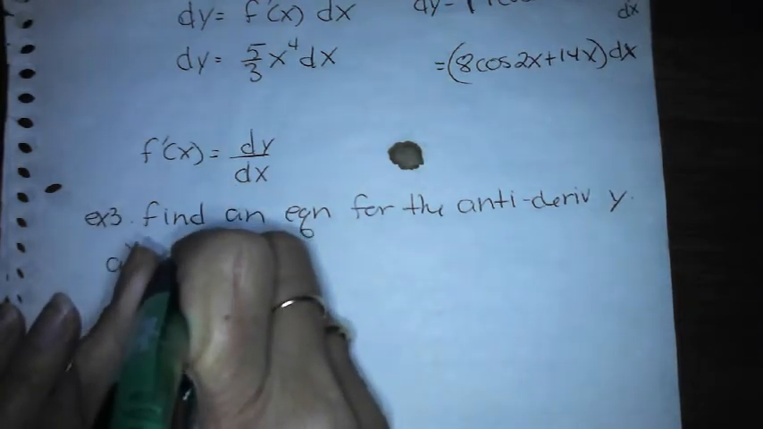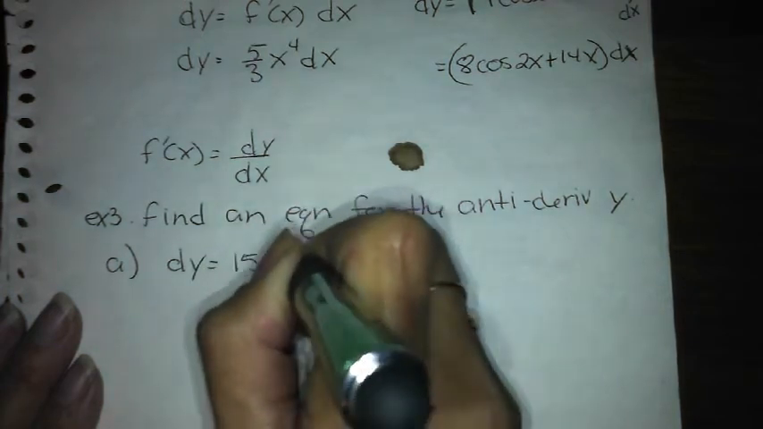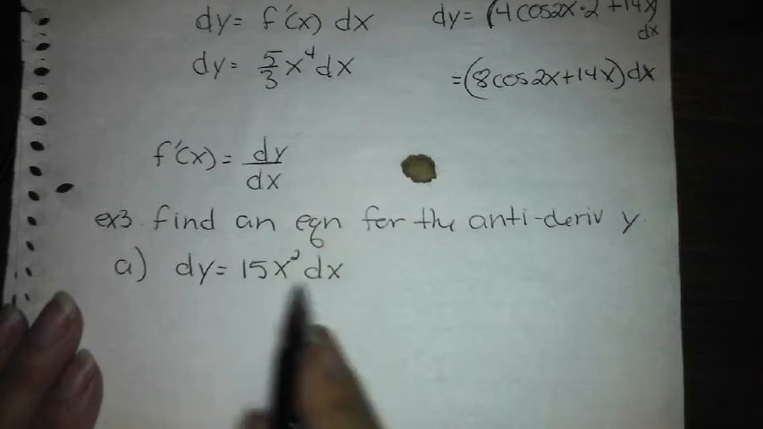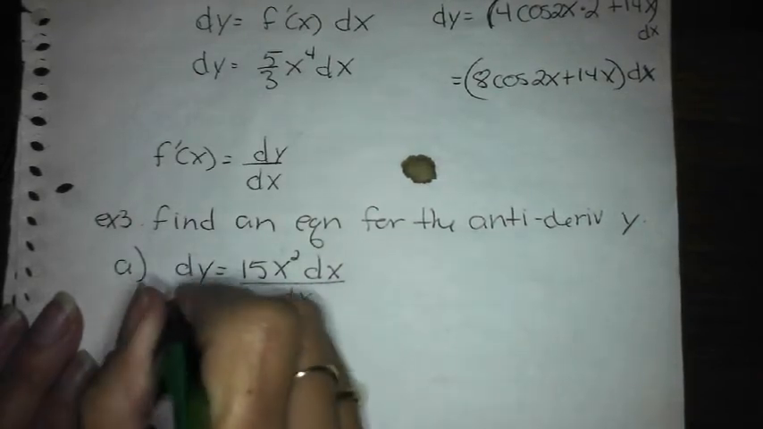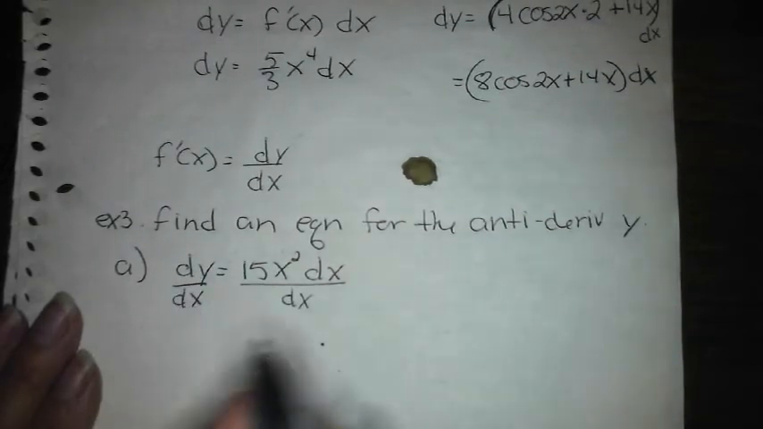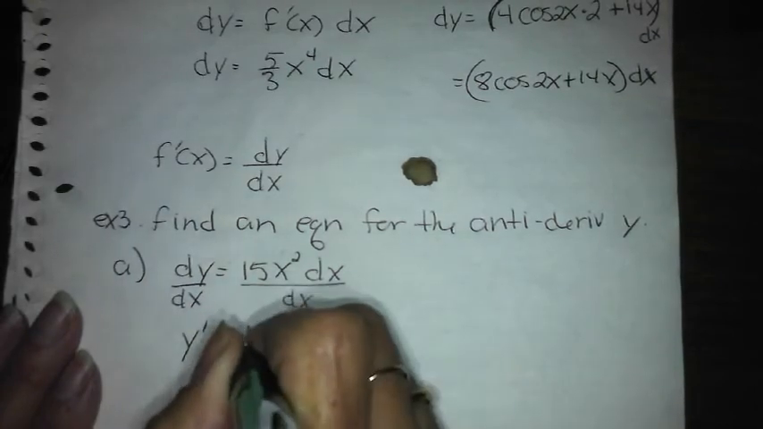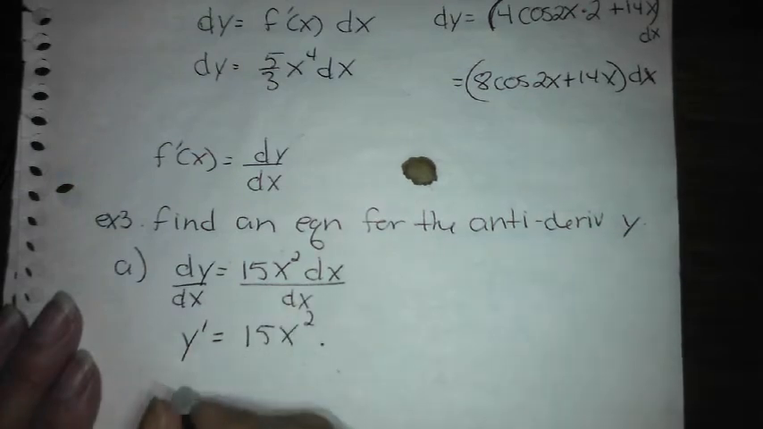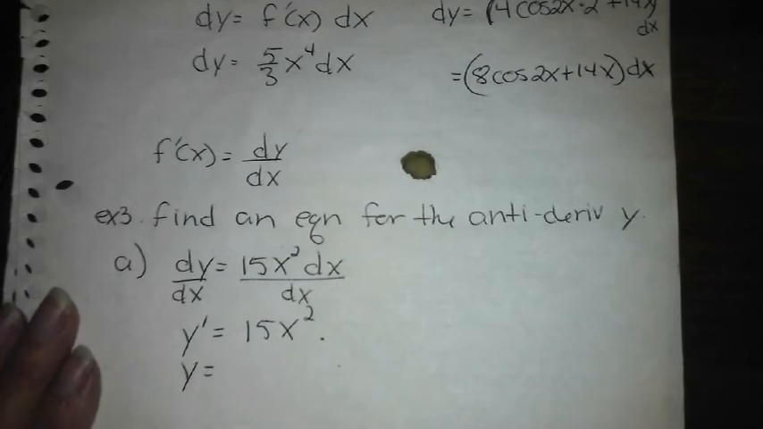Alright, and here's how we go about it. If we have the differential dy equals 15x squared dx, what we can do is bring this dx to the other side by dividing, just regular straight up algebra. Divide by dx, divide by dx. Now I've got dy over dx. Remember, that's just y prime. So what we have is y prime equals 15x squared, and our goal is to get to y. So to get to y, I've got to do the antiderivative.